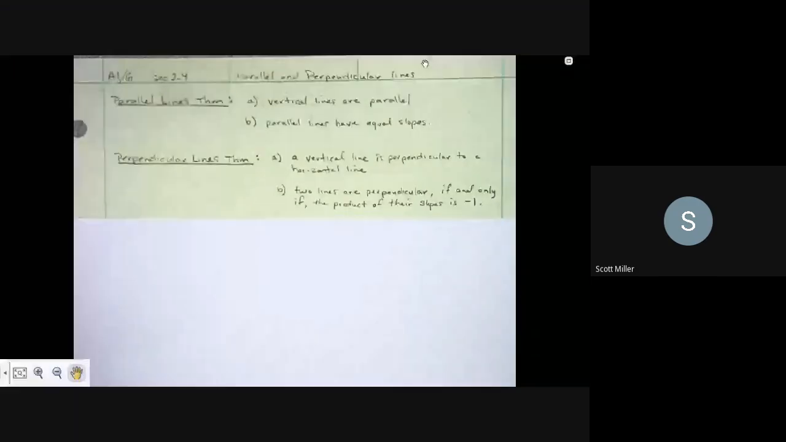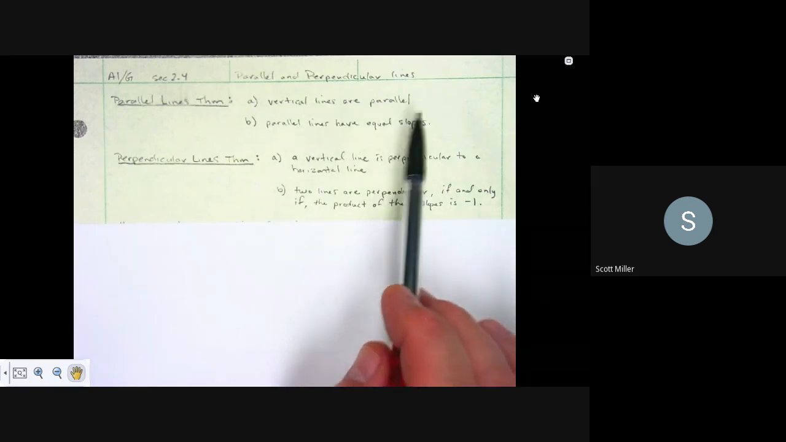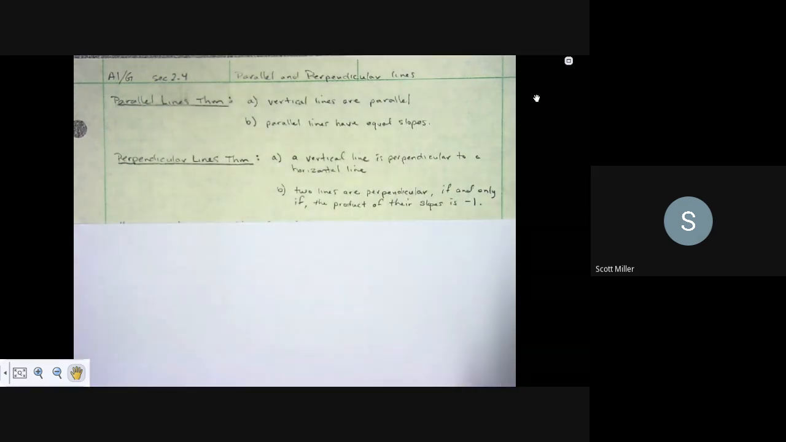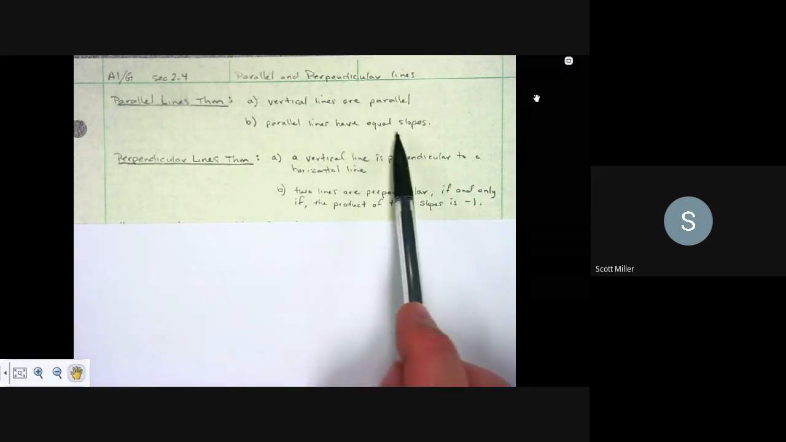Okay, so here is section 2.4, parallel and perpendicular lines. Here are some things about parallel lines and perpendicular lines that we want to know. The first one is to remember that vertical lines are parallel to each other. Horizontal lines are parallel to each other. And parallel lines have equal slopes.